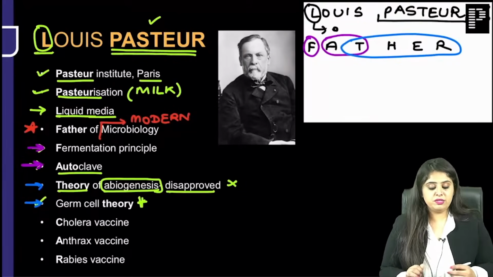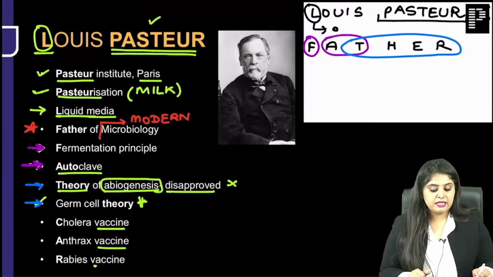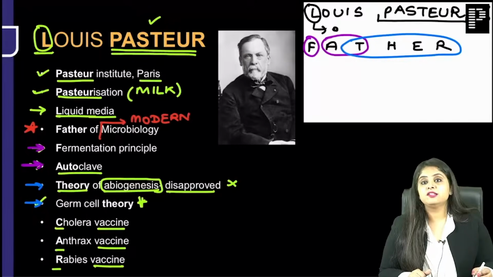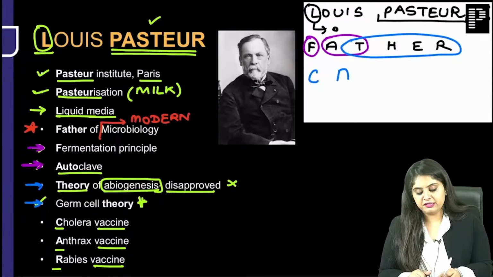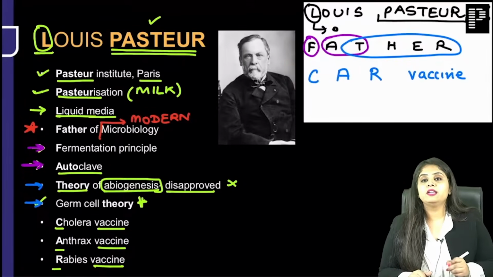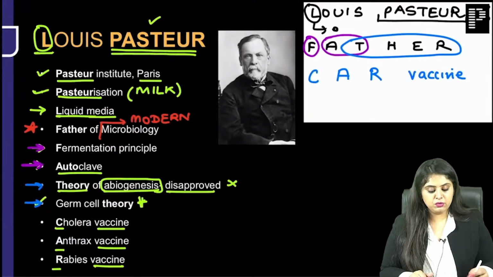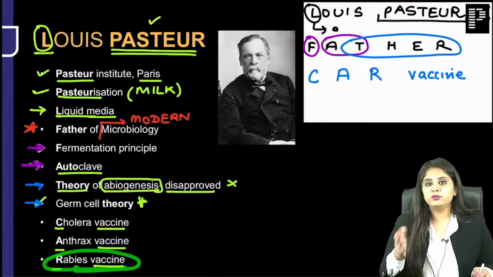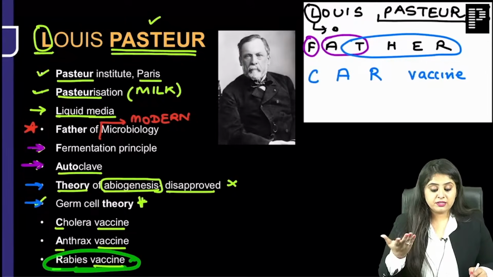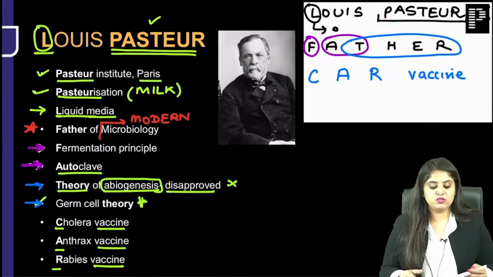He's the father, so he must have given me vaccines. He has given us 3 vaccines, known as the car vaccine. So please remember, what vaccines has the father given us? Father going in a car, he's given us the car vaccine. So rabies, you all know, dog bite, rabies. Whenever a dog bites you, do you go to get vaccination? That rabies vaccine was given by Sir Louis Pasteur.